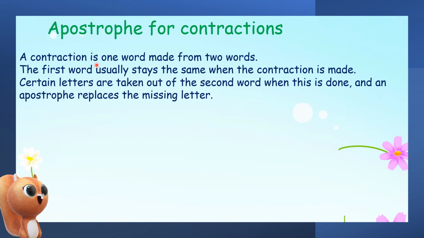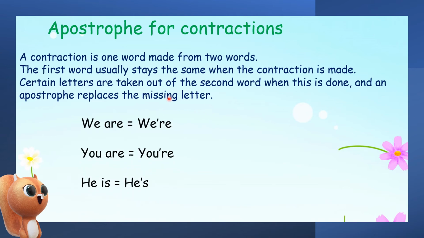A contraction is one word made from two words. So we can have two words and then we make one word from those two words. The first word usually stays the same when the contraction is made. Certain letters are taken out of the second word when this is done, and an apostrophe replaces the missing letter. Let's look at some examples.